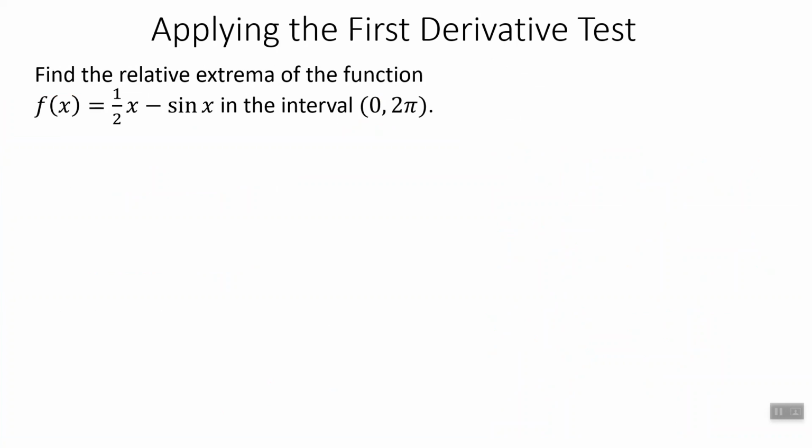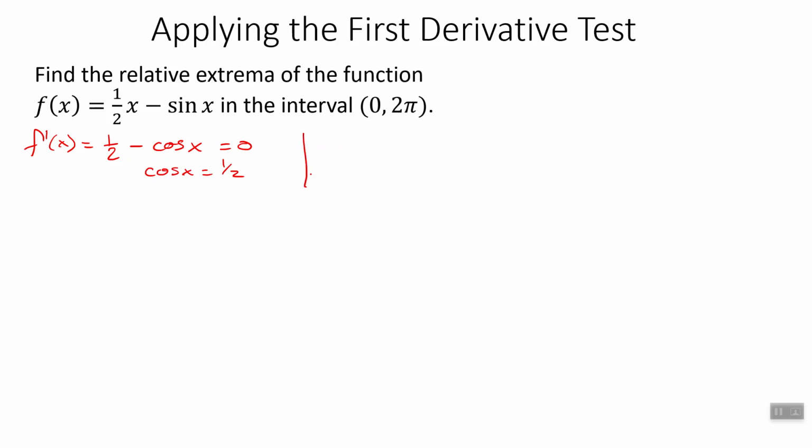All right, so let's apply the first derivative test here and see if we can find our relative extrema. All right, so first thing we need to do is take our derivative. So we get 1/2 minus cosine of x. Next thing we're going to do is we're going to set that equal to 0. Add the cosine over, we're just going to get that cosine of x equals 1/2.